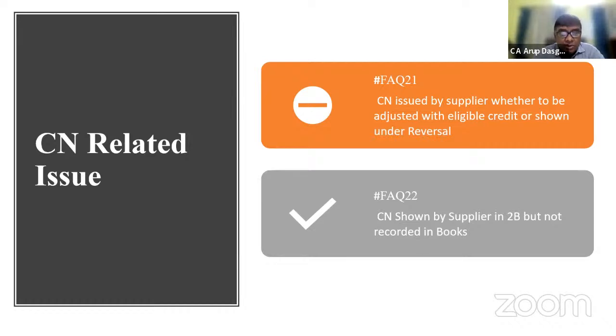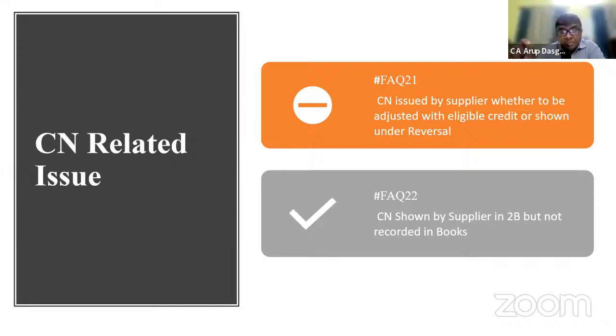So what should you ideally do in this particular situation? So in this particular situation, what we can do is that we can actually wait for the credit note to come to our end and then reverse it. But if we do that, tomorrow we may have to pay interest. Why? Because the supplier, when he's issuing the credit note, he has reversed his output tax. So if he has reversed his output tax and I'm not reversing my input tax, then tomorrow department may say that why have you not deducted it from your input tax or reversed your input tax?